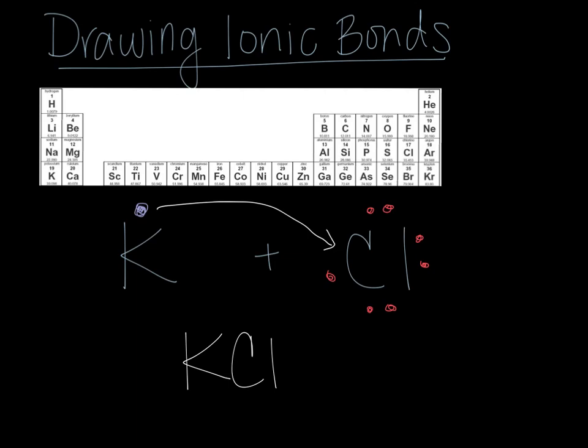So when potassium loses that electron, it becomes positive 1. And then when chlorine gains that electron, it becomes a negative 1. So that's the charge. So let's move on to our next example.